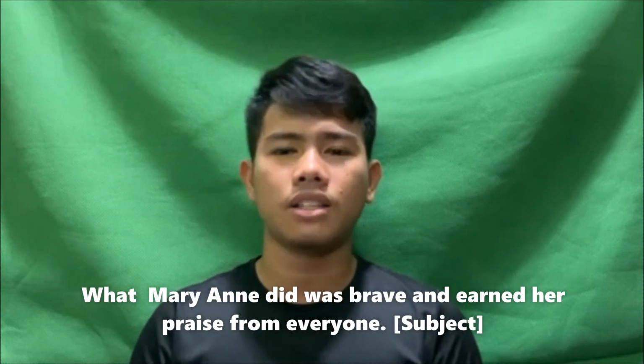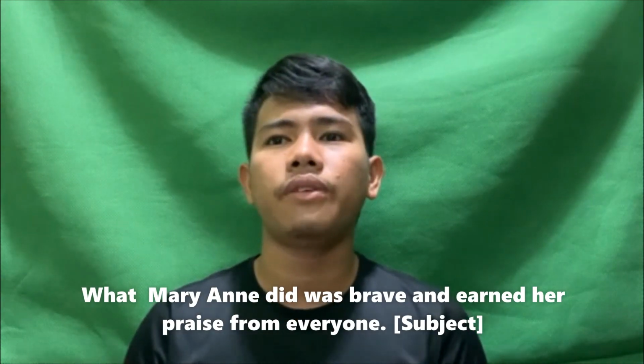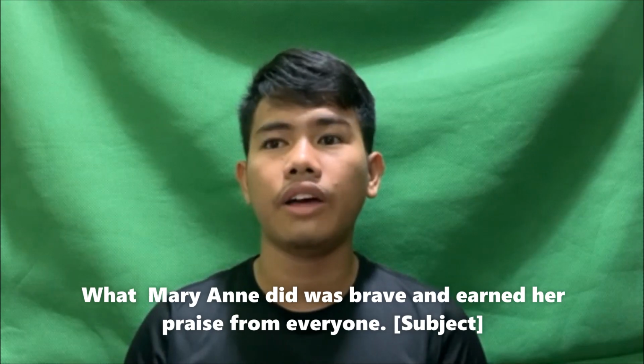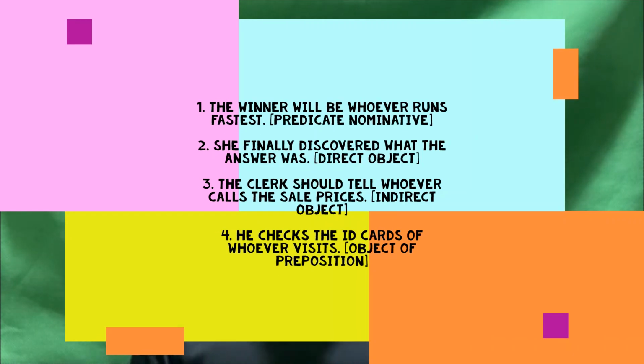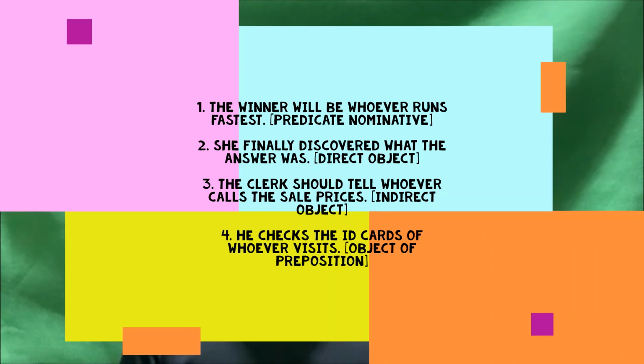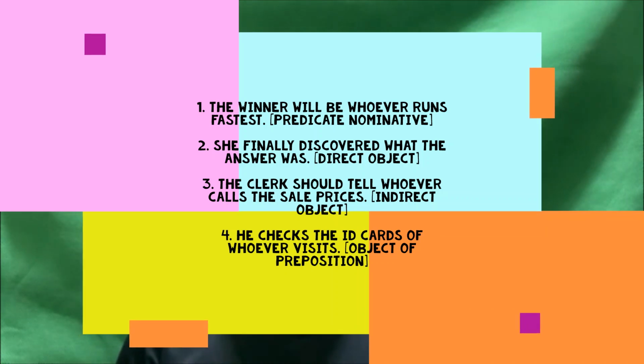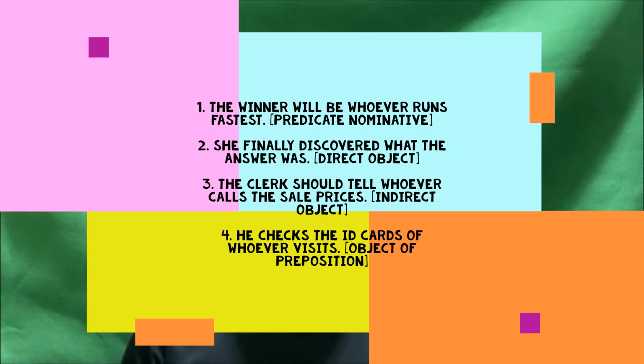Example of noun clauses. What Mary Ann did was brave and earned her praise from everyone. Another example: the winner will be whoever runs fastest. She finally discovered what the answer was. The clerk should tell whoever calls the sale prices. He checked the ID cards of whoever visits.